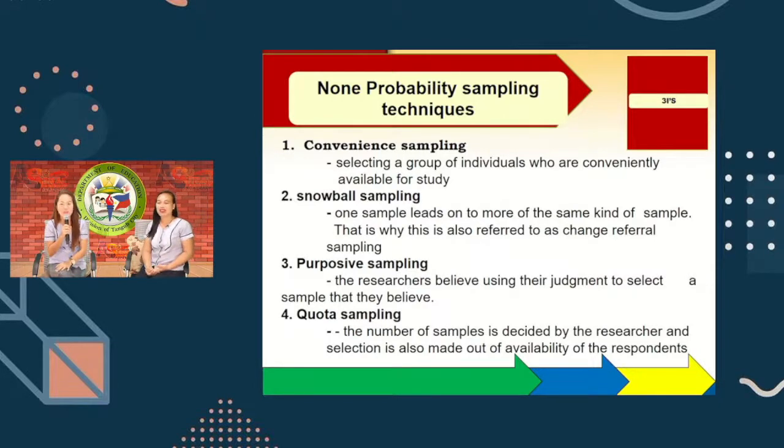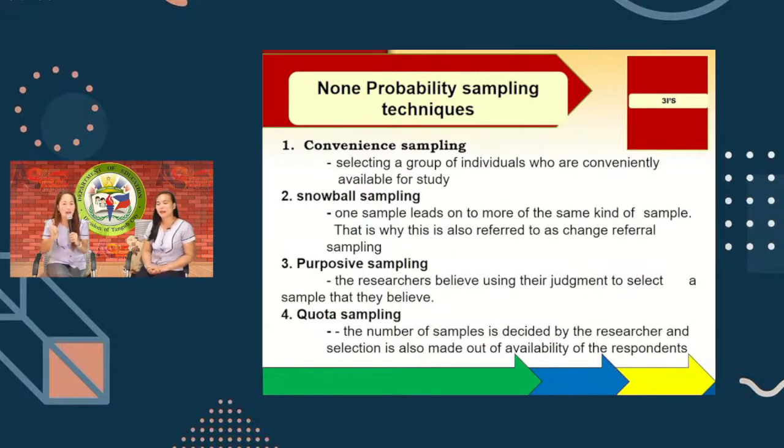An alternative to convenience sampling is snowball sampling. Think of a snowball: when we roll it in the snow, it starts small and grows bigger. So one sample leads to more of the same kind of sample. That is why, learners, this is also referred to as chain referral sampling. In snowball sampling, the researcher asks participants to identify others to become members of the sample.